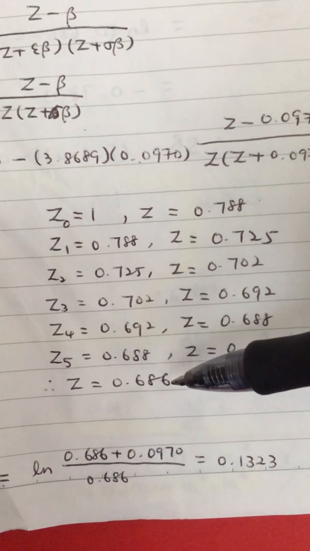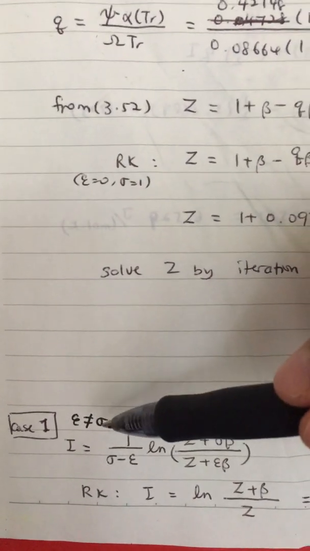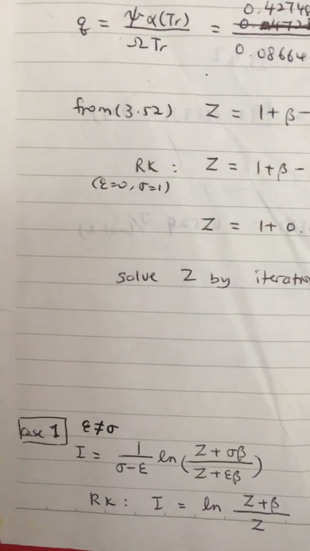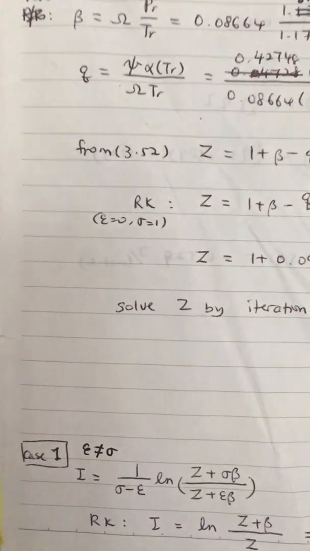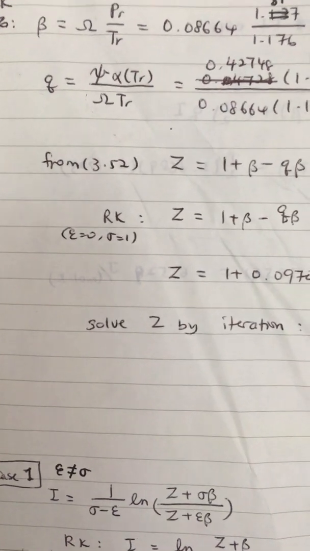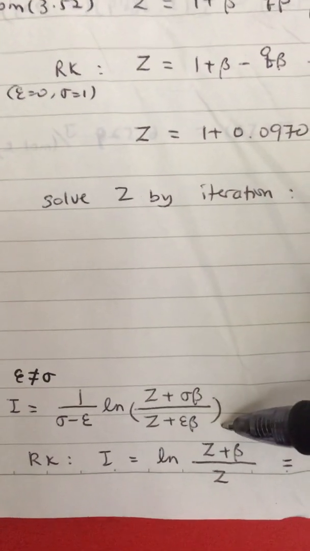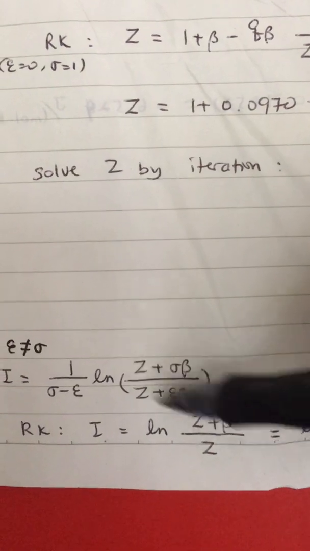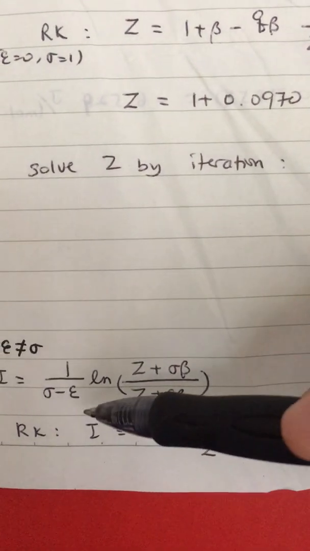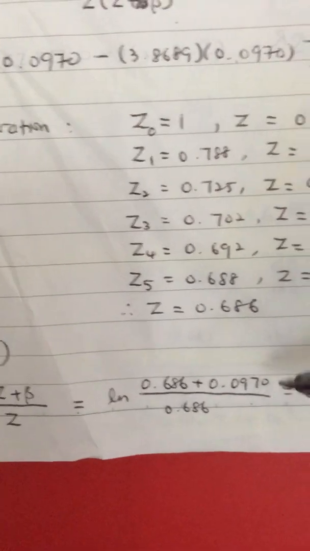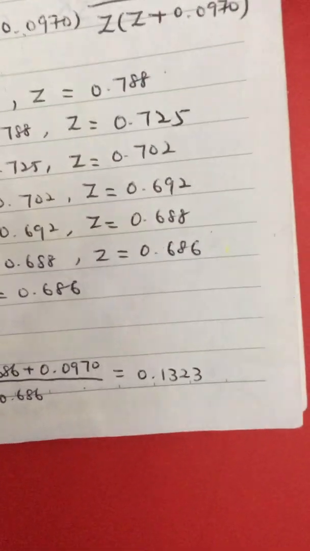So this is your answer, Z 0.686. The next step is the new steps from chapter 6. We need to find the parameter I. There are two cases for I. The first case is when epsilon is not equal to sigma. In this case we use this, because the second case, epsilon equals sigma, only applies for van der Waals. So you use the formula to find I. In this case, this is the formula, and for Redlich-Kwong, because epsilon is 0 and sigma is 1, now it becomes this. You just put the values inside and find I. So this is I, 0.1323.